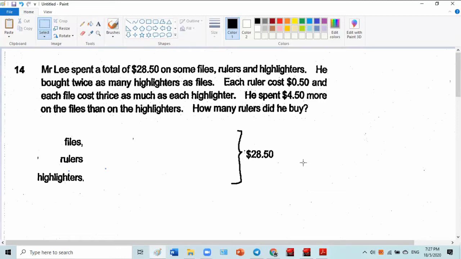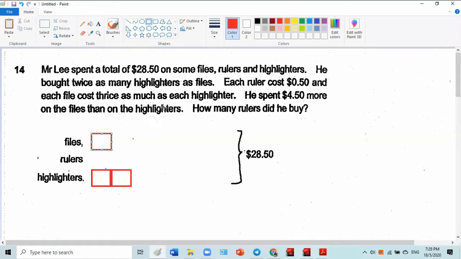He bought twice as many highlighters as files. Okay, fine. In terms of pieces, he bought twice as many highlighters. That means files only got one. Agree or not, Rachel? Yes. You see how I do maths? I am not so smart. Seriously, what you do, I do.